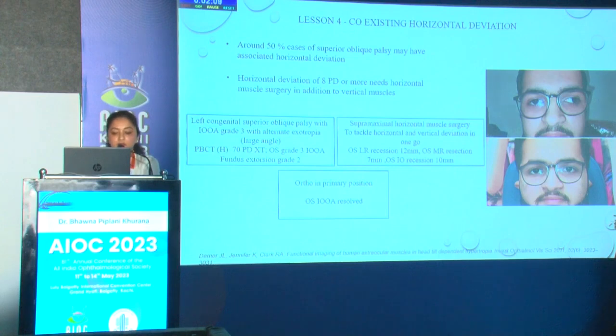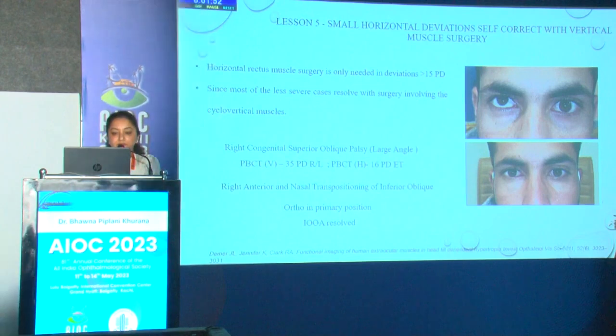The patient underwent supramaximal horizontal muscle surgery to tackle horizontal and vertical deviation in one go. So OSLR recession 12 mm, OSMR resection 7 mm, and OSIO recession 10 mm was done. At 2 years follow-up, this patient is ortho in primary position and OSIO overaction has completely resolved.